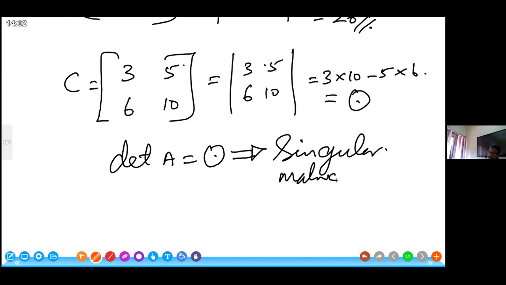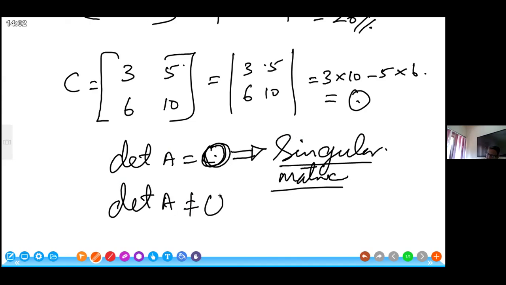It's called a singular matrix if the value of the determinant is 0. If the determinant of A is not equal to 0, it is called a non-singular matrix.